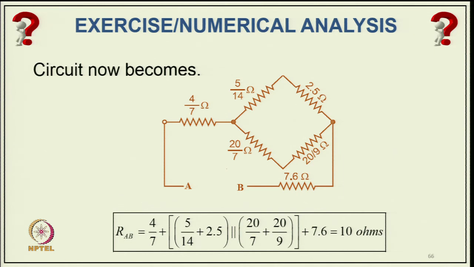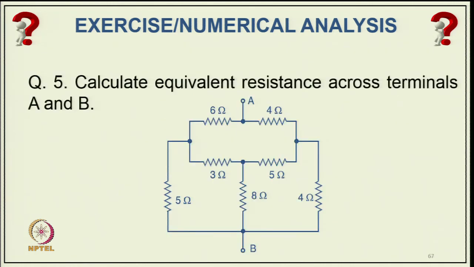So, this is a very good example where you are using both the transformations. First we convert from delta to star, and then after reducing the network again we apply the delta to star relation, and then find the total parallel and series combination. So, this simplifies your analysis even of quite complicated electrical networks of resistances.